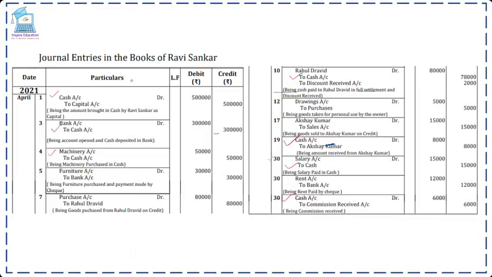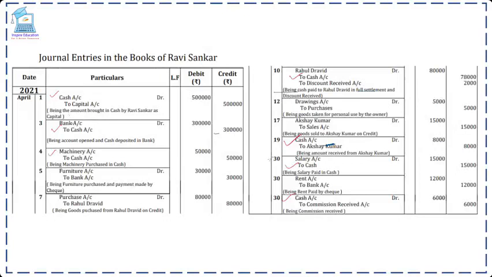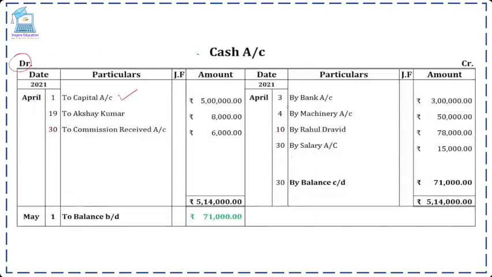First entry is like this. Cash account debit to capital means the cash account is debit. So on the debit side we'll post to capital. Clear? 5 lakhs. Next is bank to cash, which means cash is credit. So on the credit side we'll write bank and post 3 lakh rupees. See, cash is on the credit side, so on the credit side we write bank account 3 lakhs.